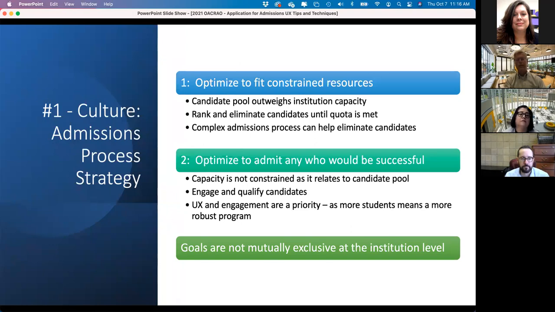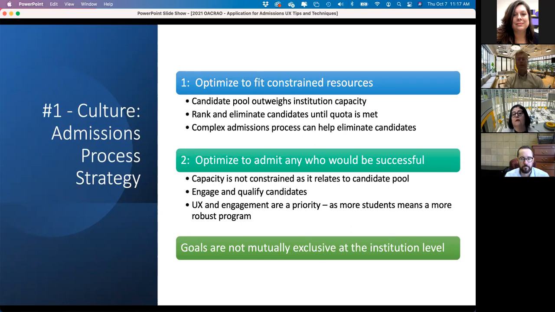And really there's kind of two strategies that we've seen. One is I'm an institution, I have way more people applying who are qualified than I actually have resources to instruct them. So my admissions process is more about how do I optimize based on those constrained resources? So a lot of it is how do I rank and prioritize and eliminate and go through until you finally have the pool that's best fit.